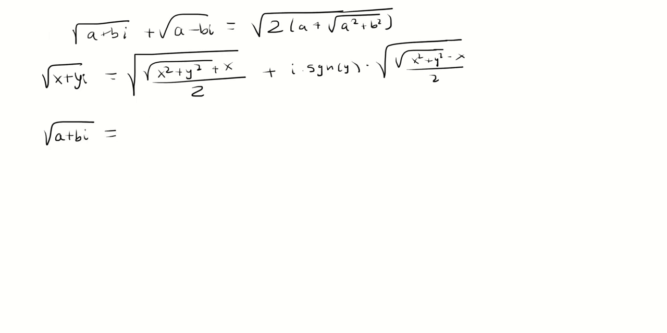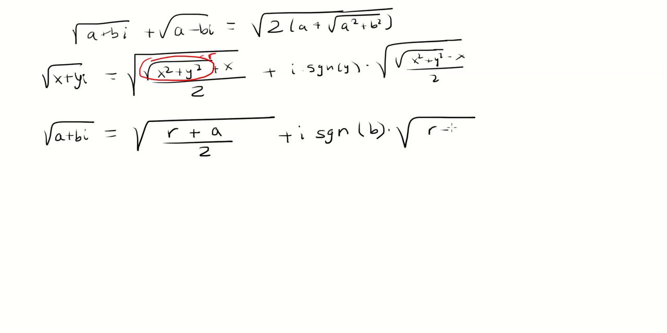And just to keep the math simple, I'm going to call the square root of x squared plus y squared r. Because if you recall, with polar coordinates, x squared plus y squared equals r squared, so the square root of that is r. So now we have the square root of r plus x, where x here is a, over 2, plus i and the sign of b, and then the square root of r minus a over 2.